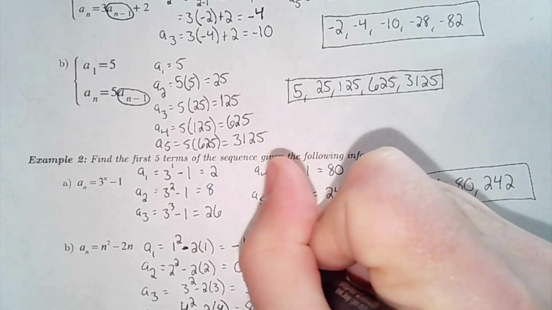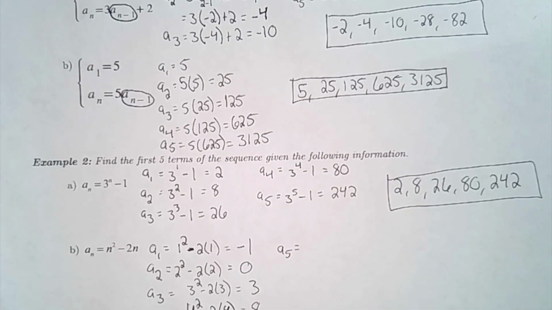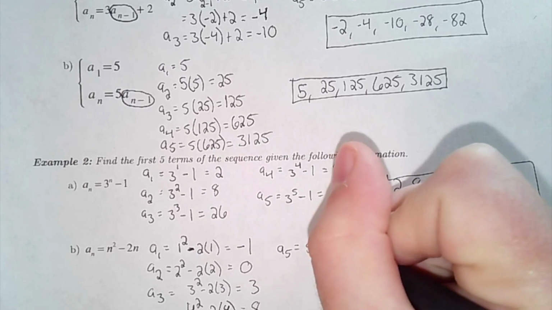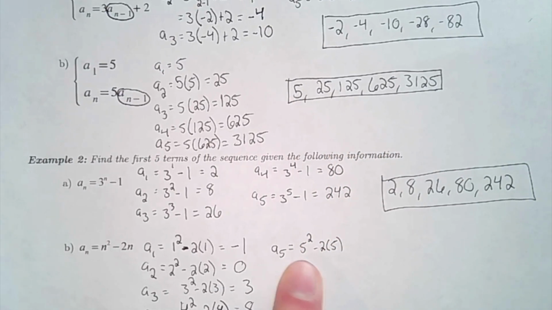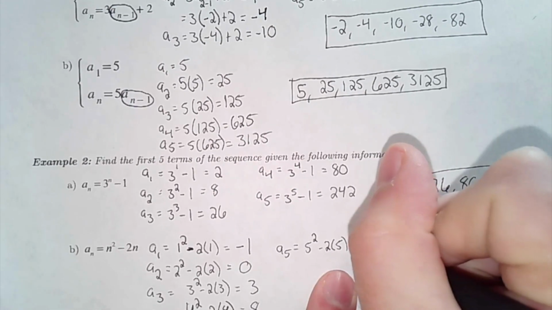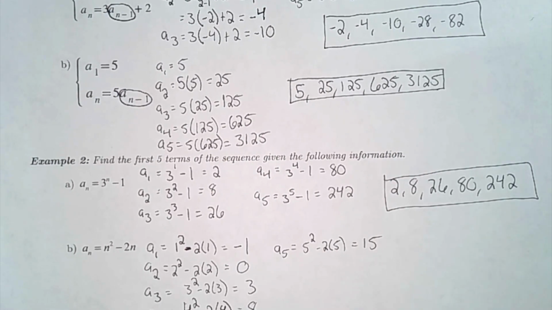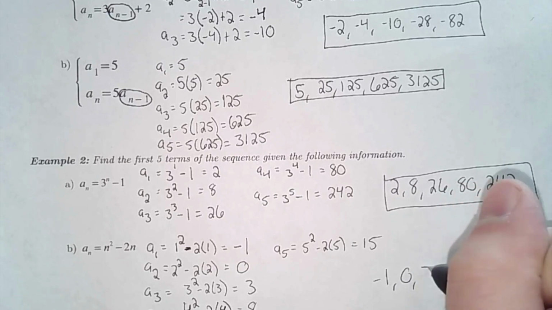Last one ran out of room on the bottom, so I'll move up to the side here. A sub 5 is going to be 5 squared minus 2 times 5. Well, 5 squared is 25. 2 times 5 is 10. 25 minus 10 is 15. Write your answers out here: negative 1, 0, 3, 8, and 15.